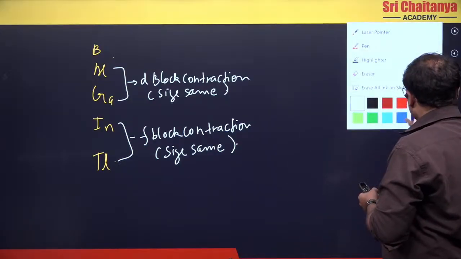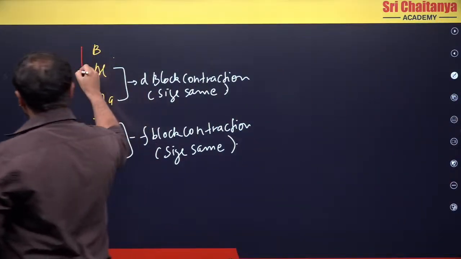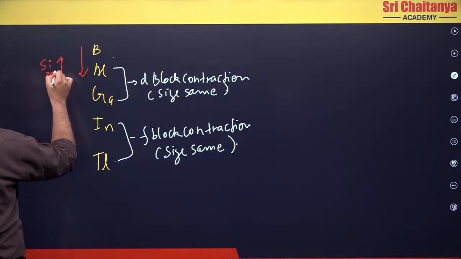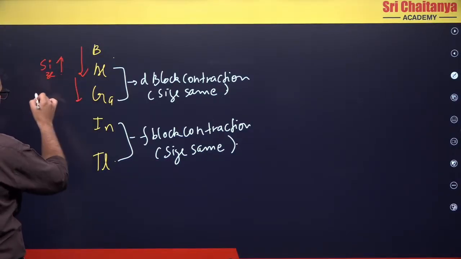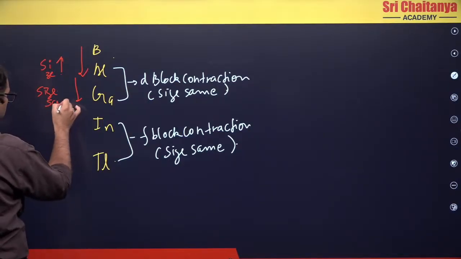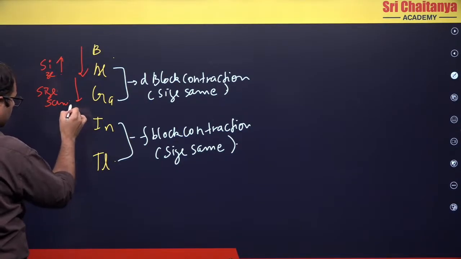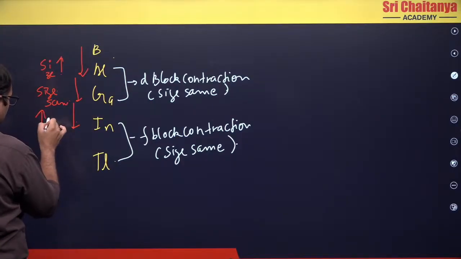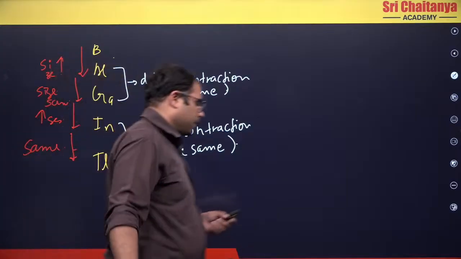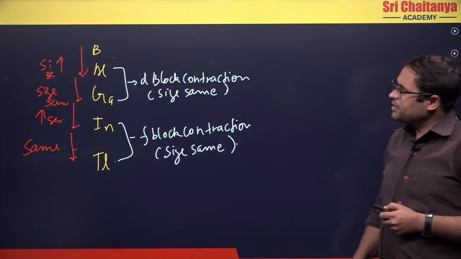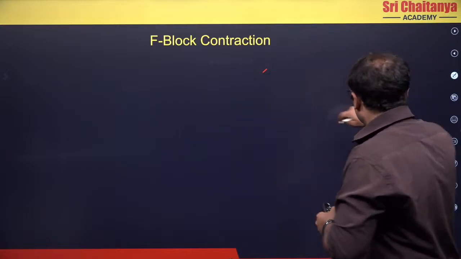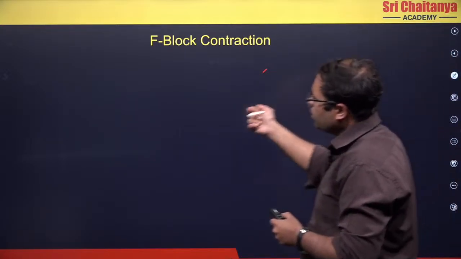And easily I can say that from here, size increases, here size same, and from here to here increases, and here to here is again same, right? So this was the complete summary of the f block contraction. I have already told you. You can write it down if you want.